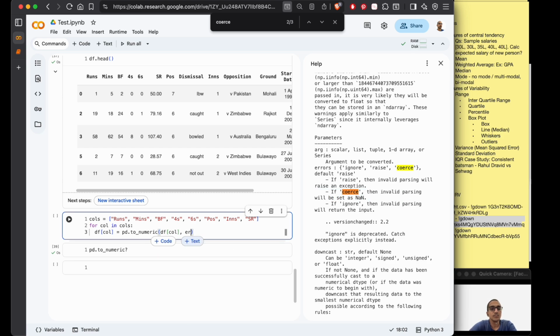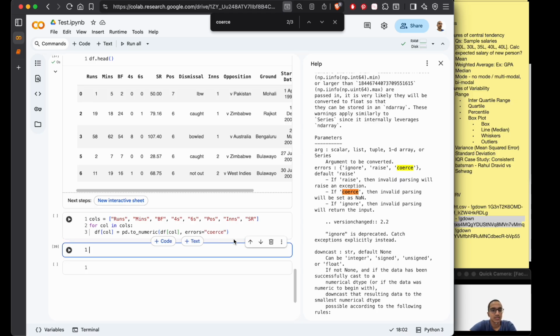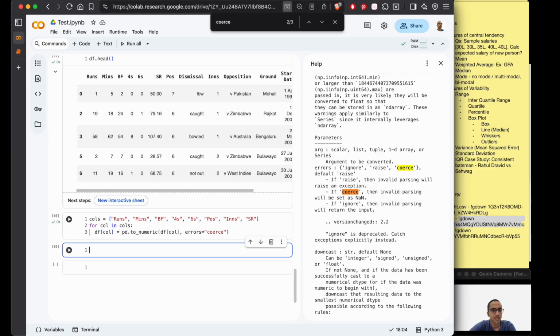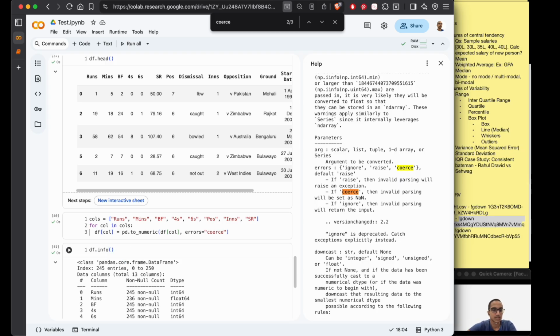So errors equals, we will set it to coerce, and now let's see. Yep, that's it. That should convert all the data types.